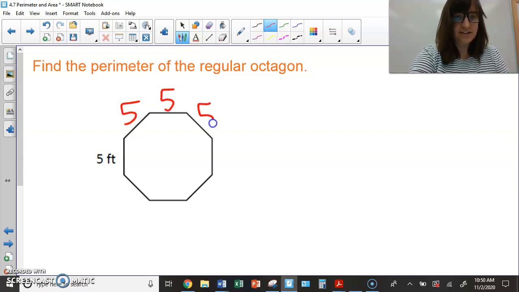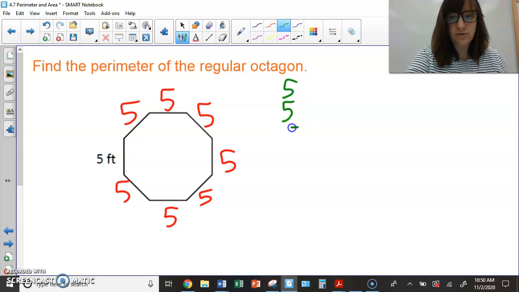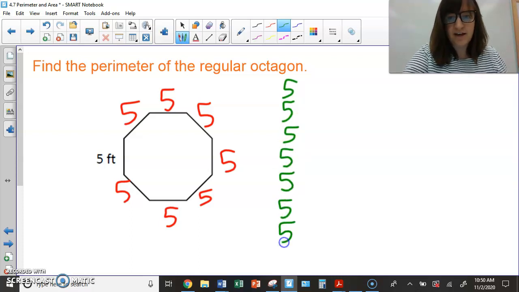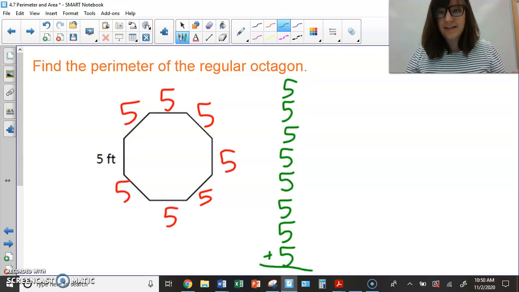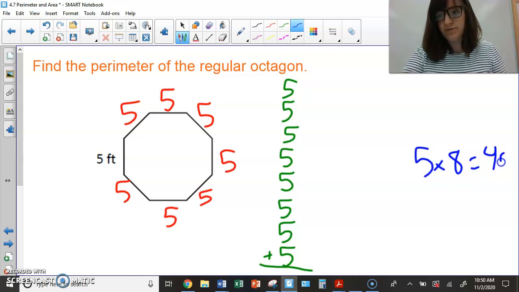So I can assume that if this side is 5, then every other side is 5 too, right? So you have 8 sides that are 5. Now, remember, when you have all these sides repeating, you can add up 5 8 times, right? So I can go 1, 2, 3, 4, 5, 6, 7, 8, okay? Or the same thing as adding 5 8 times is I could multiply 5 times 8.